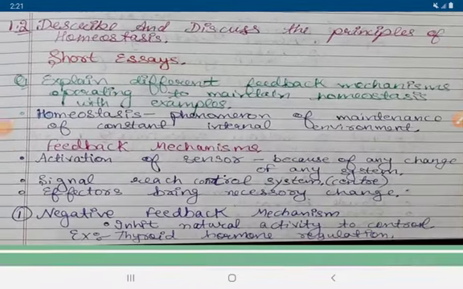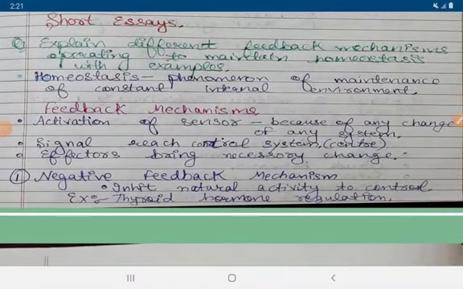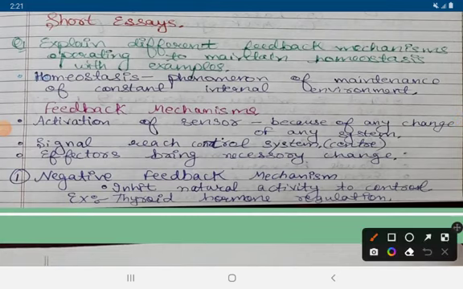Now our next question is, explain different feedback mechanisms operating to maintain homeostasis with example. First of all, what is homeostasis? The phenomenon of maintenance of constant internal environment. Feedback mechanisms: any change in pattern of any system activates a sensor. These signals reach a control center. The effectors bring about the necessary change by causing a required action.